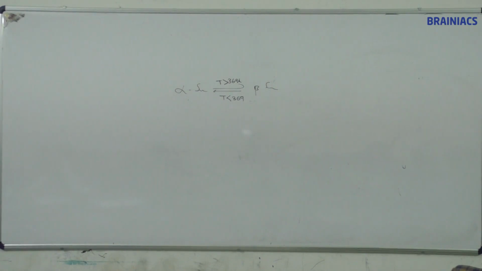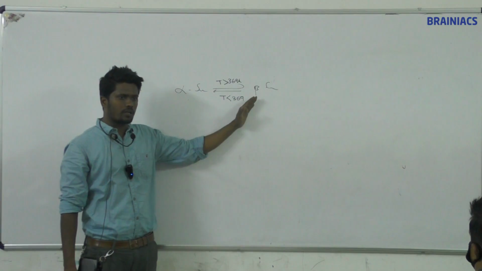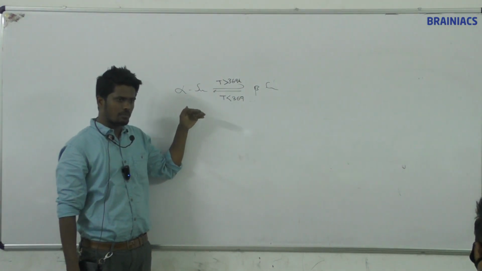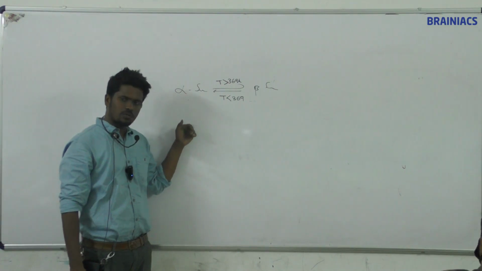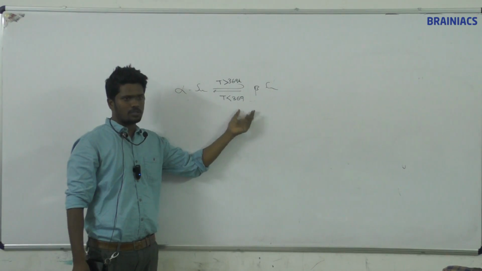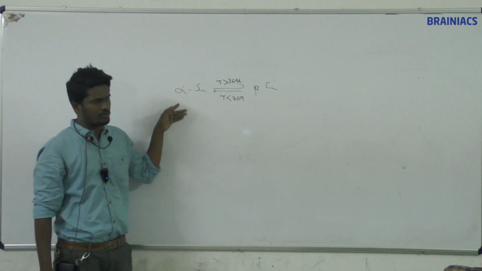Okay, so at what temperature is one allotropic form converted into another form? 369 Kelvin. So what is the transition temperature? Means the temperature at which one form is converted into another. So what is the transition temperature here? 369 Kelvin.